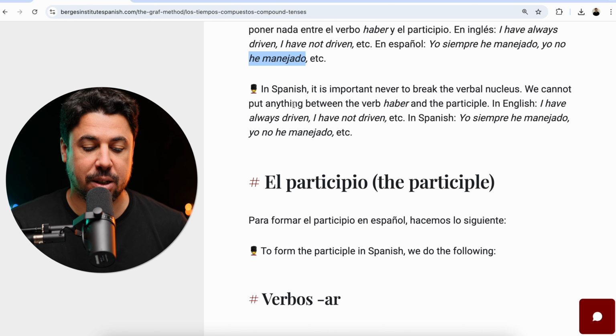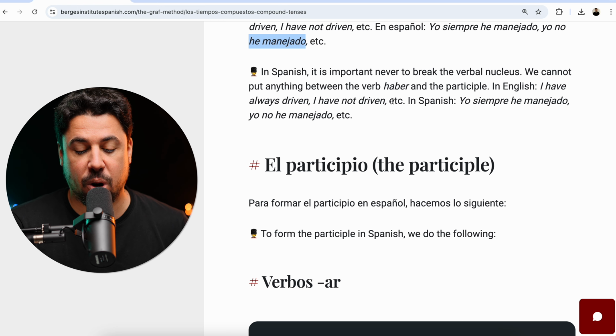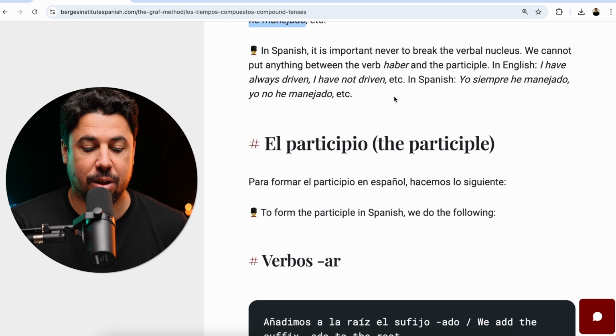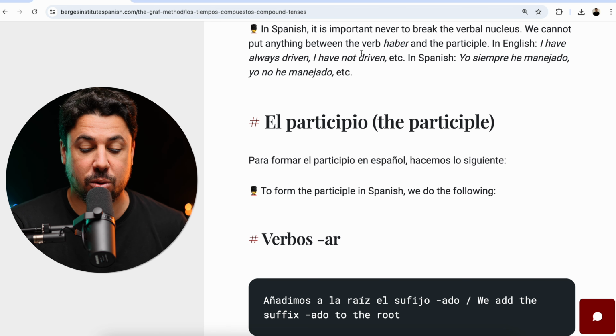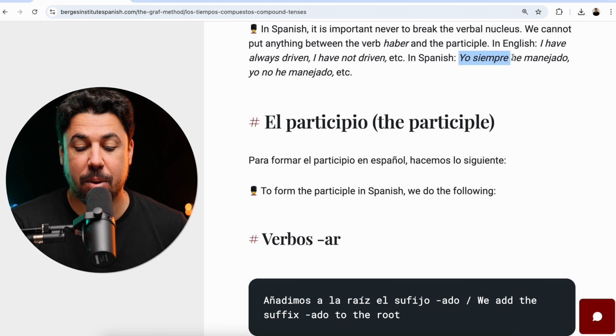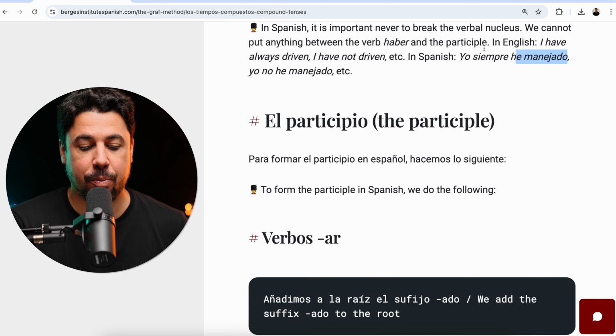Right? So it says in Spanish, it is important not to break the verbal nucleus, we cannot put anything between the verb haber and the participle. In English, I have always driven. In Spanish, yo siempre he manejado. There can't be anything in here. They have to go together, the he and the manejado.